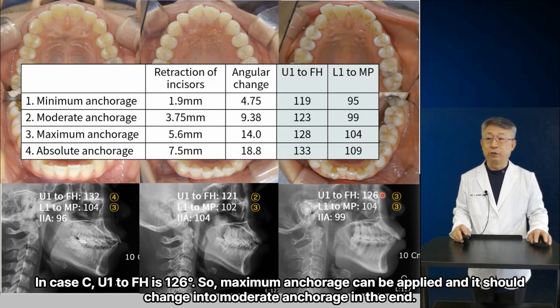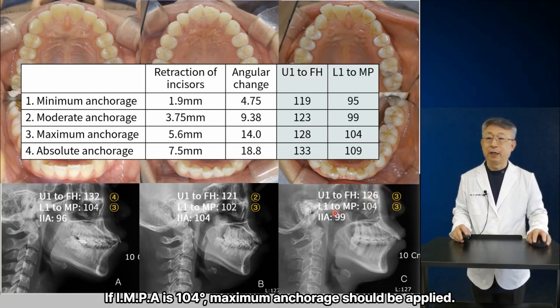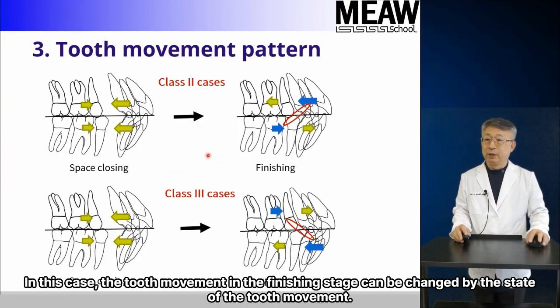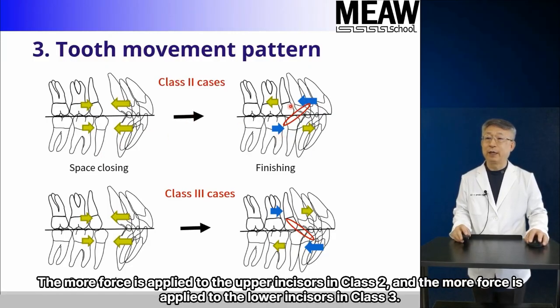In case C, U1 to FH is 126, so maximum anchorage can be applied and it should change into moderate anchorage in the end. If IMPA is 104, maximum anchorage should be applied. In this case, the tooth movement in the finishing stage can be changed by the state of the tooth movement. The more force is applied to the upper incisors in Class 2, and the more force is applied to the lower incisors in Class 3.